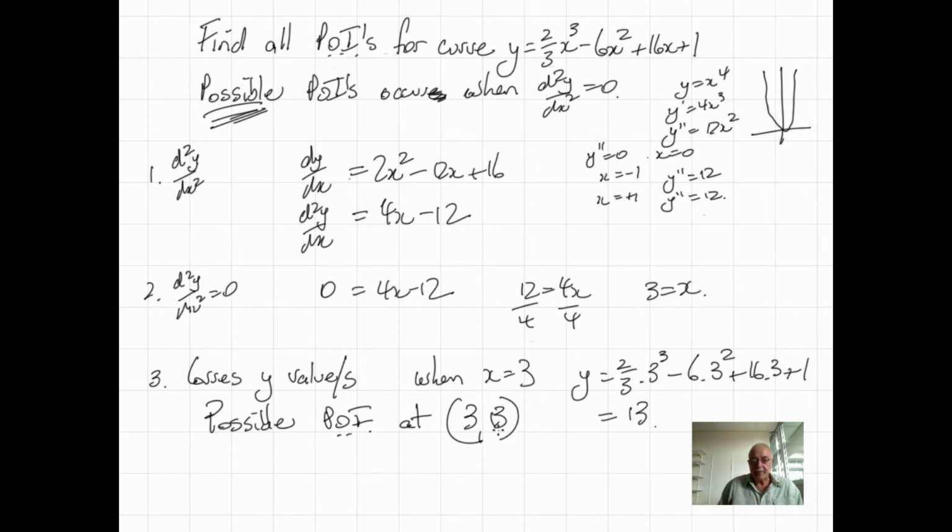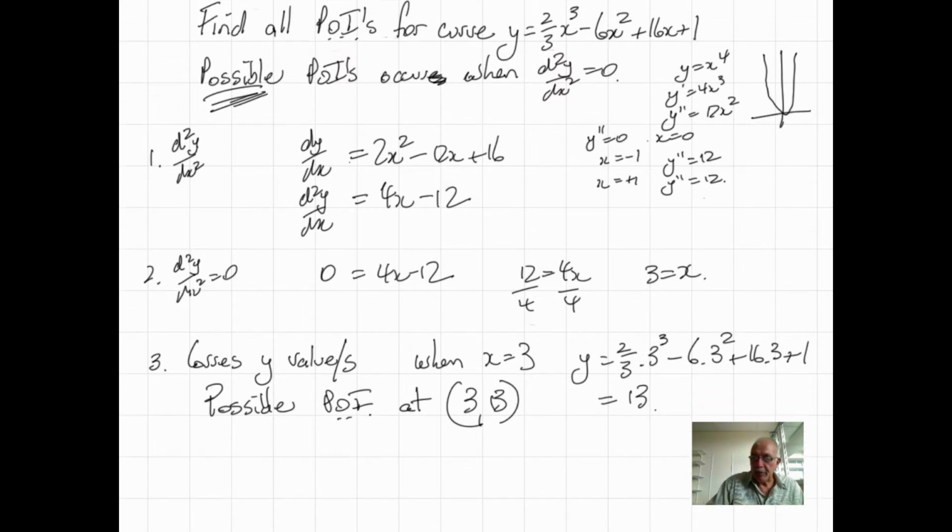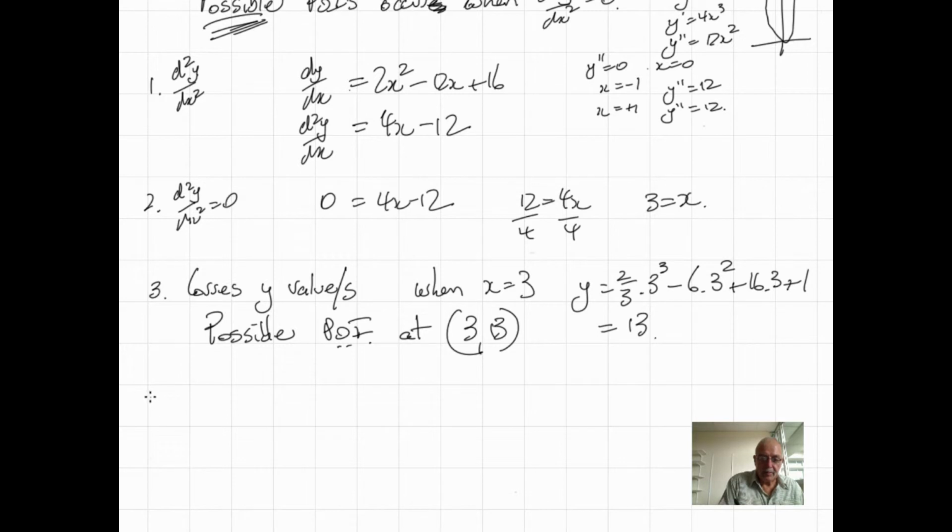Okay, so we've got the first three steps, and the fourth step is to determine if a POI exists. How do we do that? We substitute x values into the second derivative on either side of 3 and see what happens to the concavity.